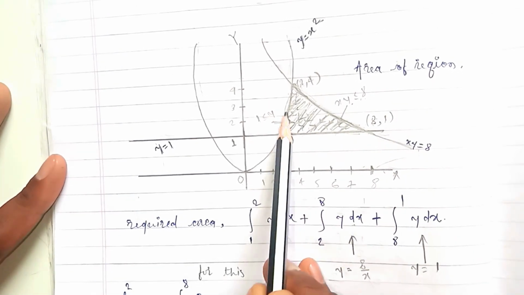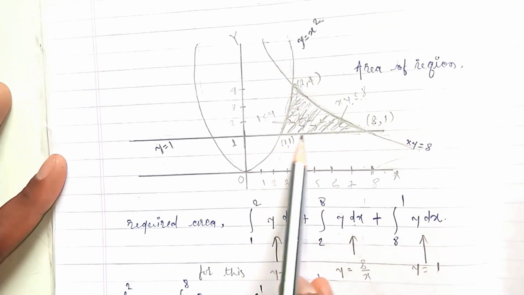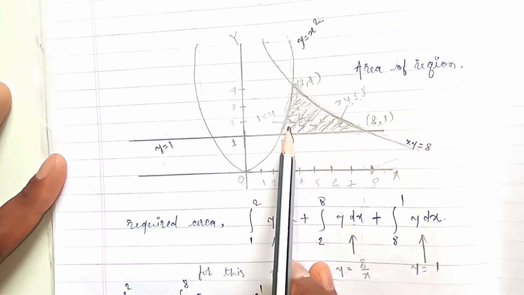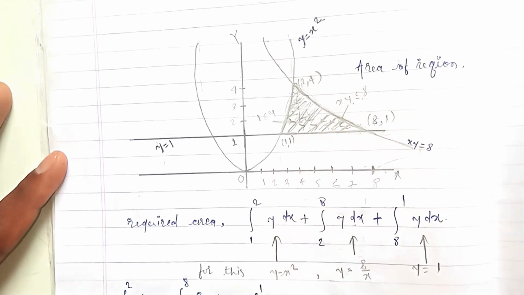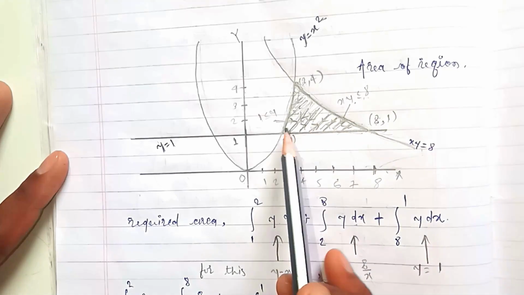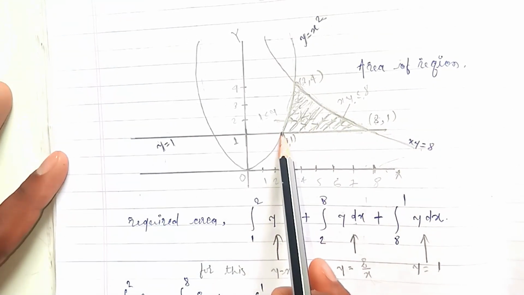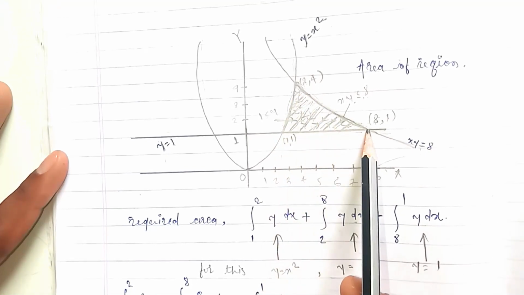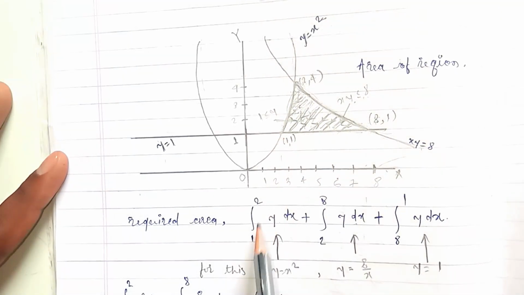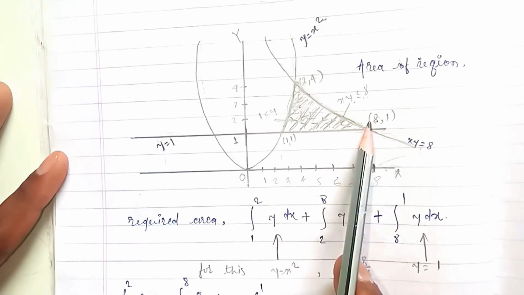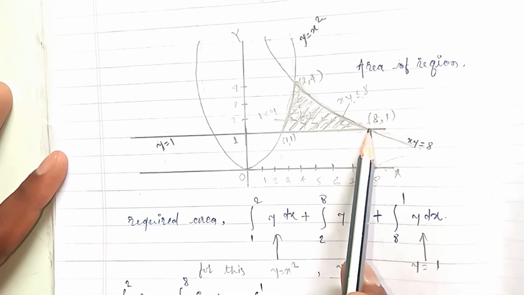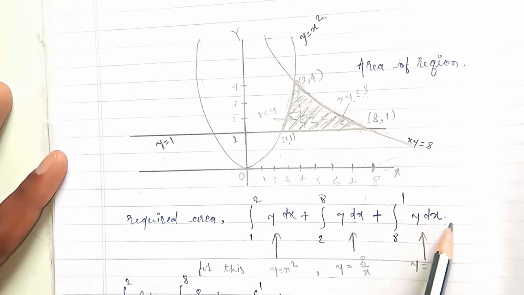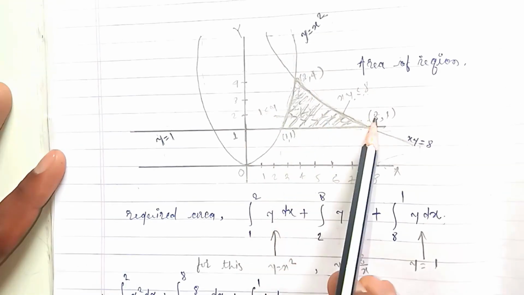So we are going with this direction. Otherwise you may go with the other direction, but don't change the direction. If you change the direction, the answer will come out different. So follow the proper direction to find the value. So this one to this one, this one to this one, and this one to this one here. So 1 to 2 y dx is the first part, 2 to 8 y dx the second, and third 8 to 1 y dx, with limits 1 to 2, 2 to 8, and 8 to 1.